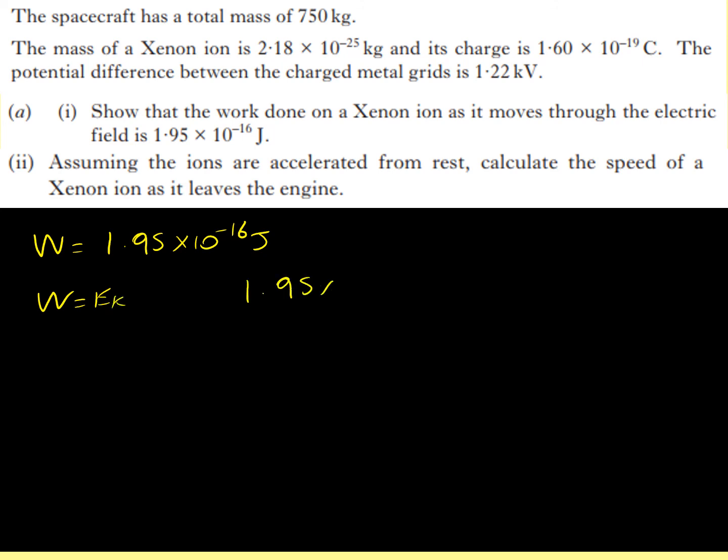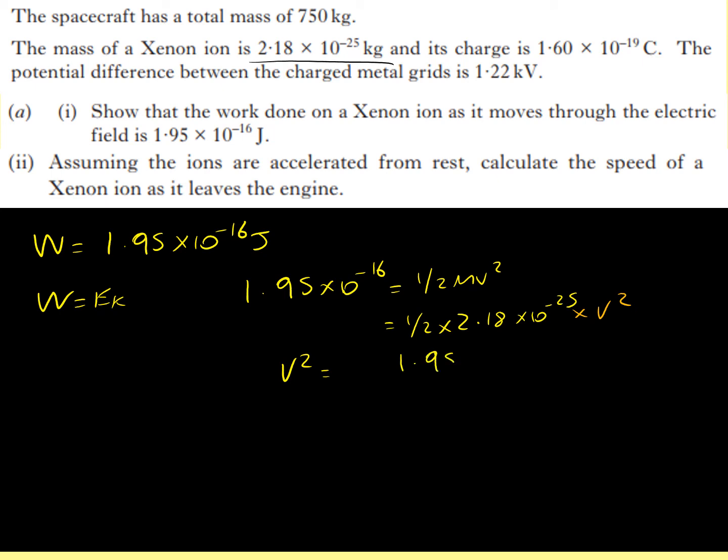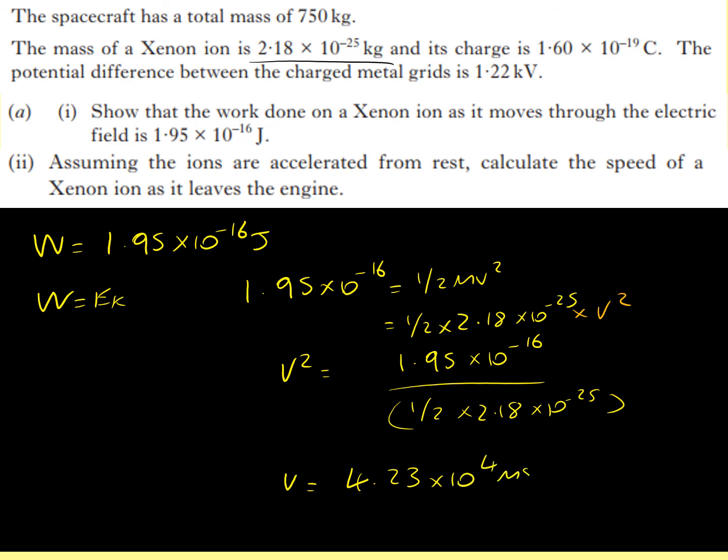So 1.95 times 10 to the negative 16 is equal to 1/2 mv squared, which is a 1/2 multiplied by the mass, which we're given within the question. It's 2.18 times 10 to the negative 25, and we're multiplying that by velocity squared. So 1.95 times 10 to the negative 16 is equal to 1/2 times 2.18 times 10 to the negative 25 multiplied by v squared. So v squared is going to be equal to 1.95 times 10 to the negative 16 divided by 1/2 of 2.18 times 10 to the negative 25. And the value of v is going to be the square root of this. So v is equal to 4.23 times 10 to the 4 meters per second.